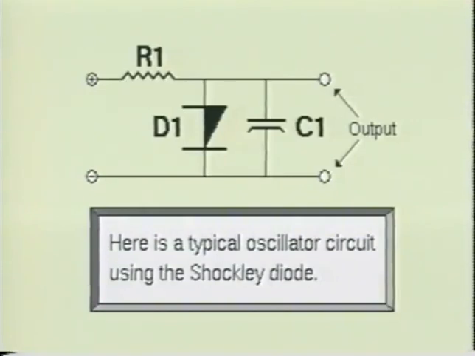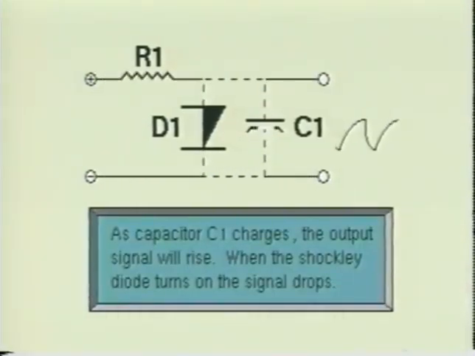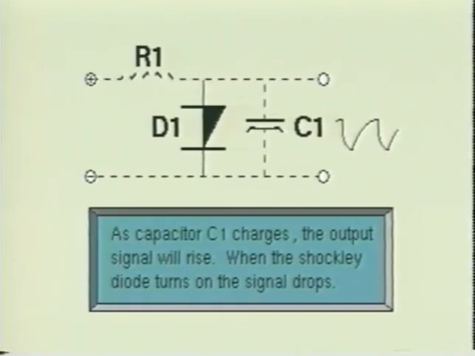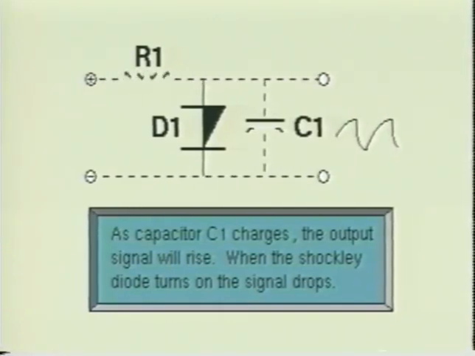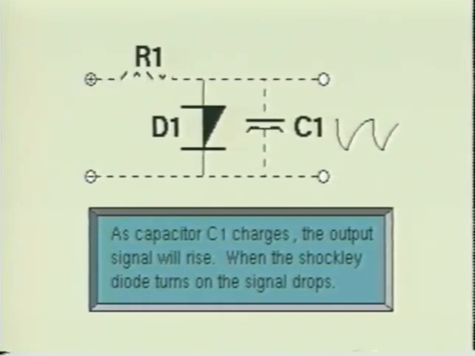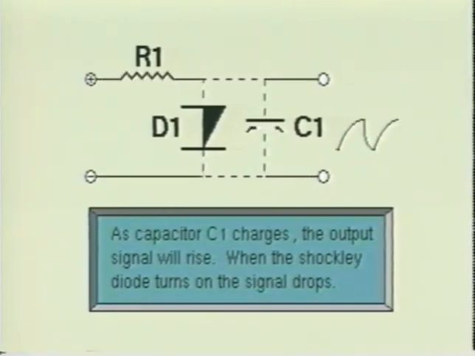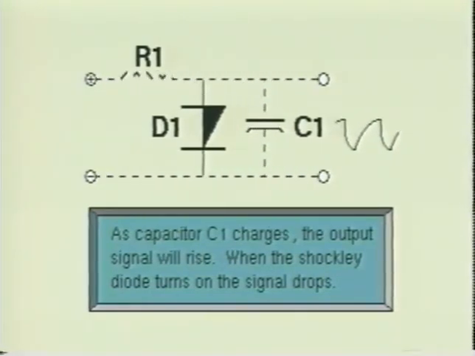Here we see the Shockley diode being used in an oscillator circuit. When the circuit is energized, capacitor C1 will charge from the supply until the capacitor voltage reaches the diode's switching voltage. The diode then turns on and conducts a current flow which discharges capacitor C1. When the voltage on the capacitor falls below the level required to keep the diode on, the diode will turn off and allow the capacitor to charge back up.